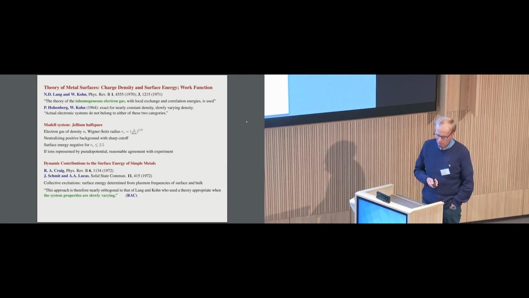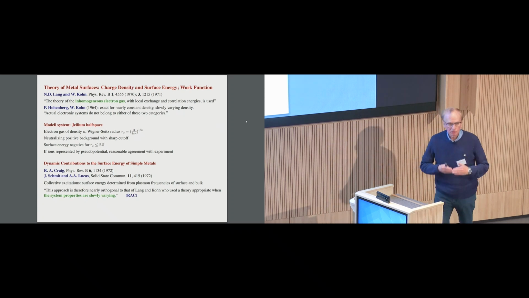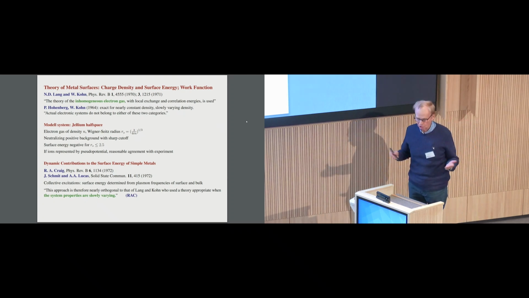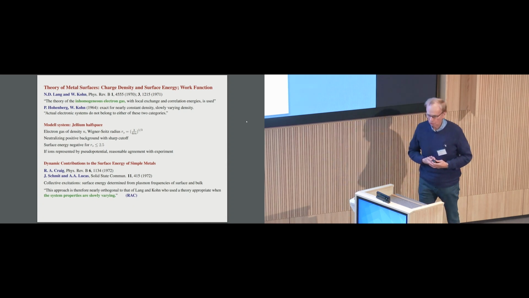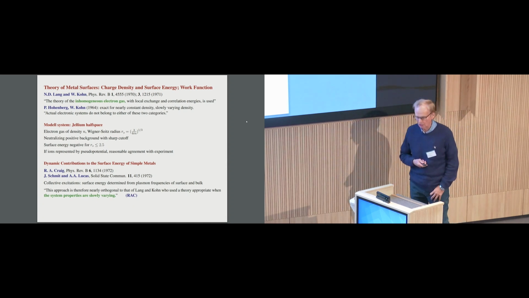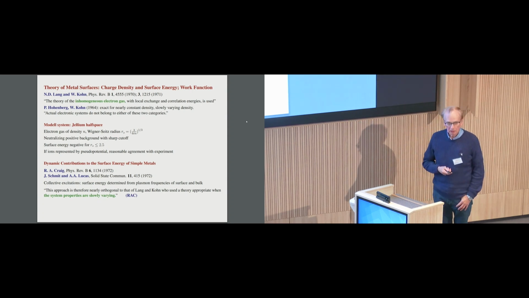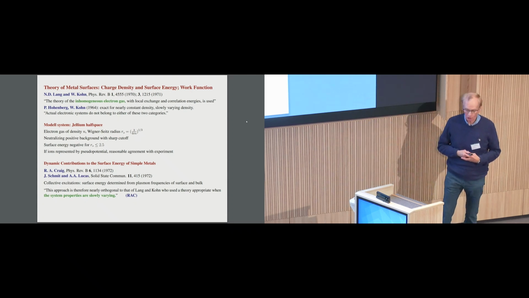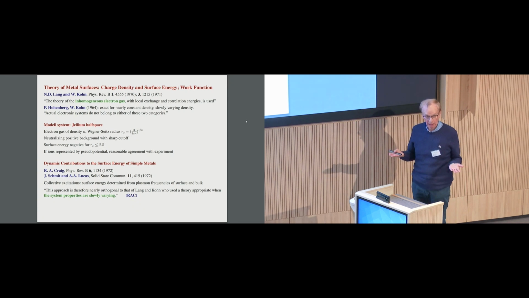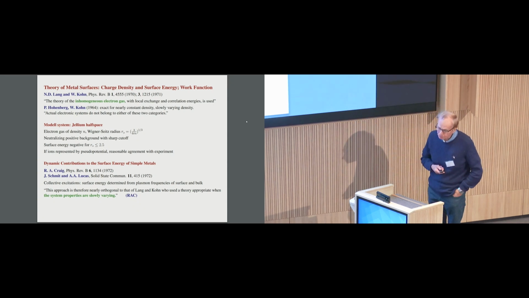Calculations by Norton Lang and Walter Kohn in 1970 and 71 had used density functional theory, which was not used as a term then. It was the inhomogeneous electron gas with local exchange and correlation energies. And in the Hohenberg-Kohn paper of 64, which we all know, actual electronic systems do not belong to either of the two categories where the density functional theory can work.